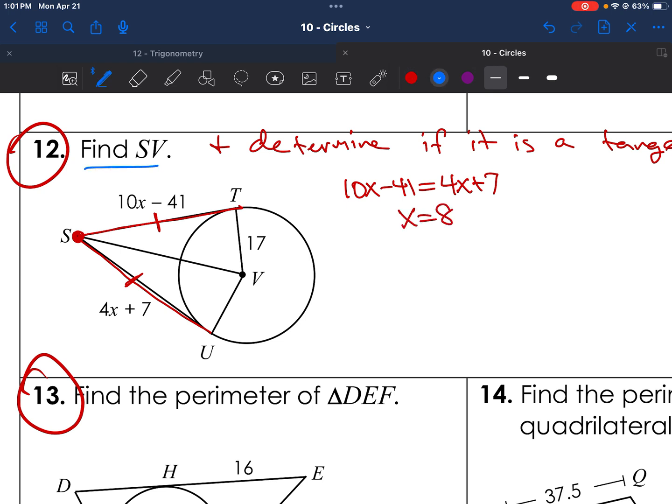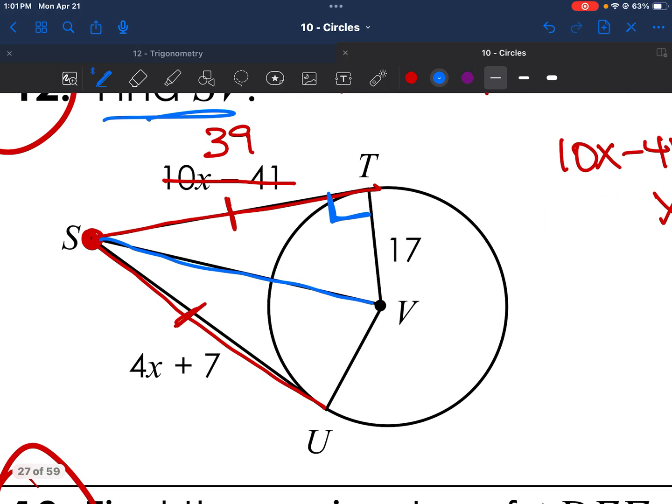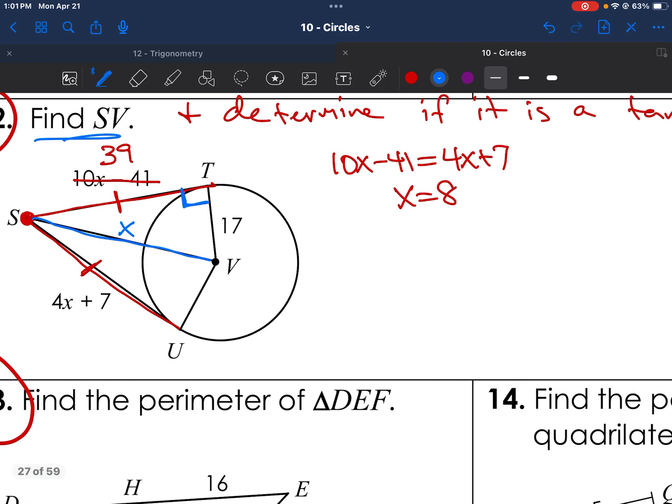Now, if I'm trying to solve for SV, which is this middle line, well, let's say I take the top triangle that I've just created because I've got side lengths. So if I want to figure out what ST is, I can plug that back in, and I'm going to get that ST has to have a length of 39. I'm trying to figure out what SV is, so I'll say that SV is my x. So I can set up my formula now where I have 17 squared plus 39 squared has to equal x squared.